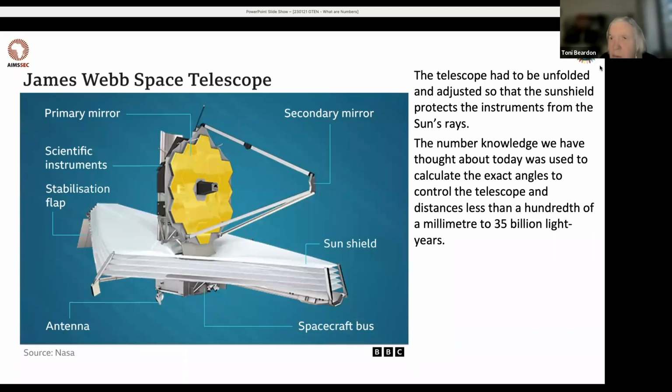So the telescope had to be unfolded and adjusted so that the sun shield will protect the instruments from the sun's rays. And the number knowledge we have thought about today was used to calculate the exact angles to control the telescope and distances that ranged from less than 1/100th of a millimeter to 35 billion light years. So the knowledge of the numbers that we've been talking about is being applied here.